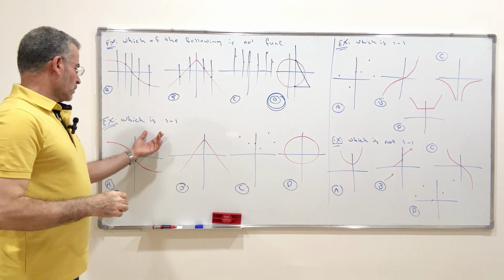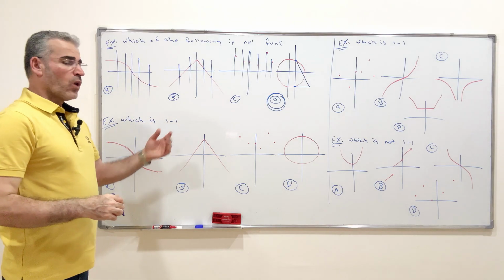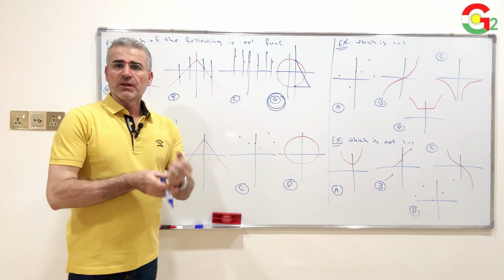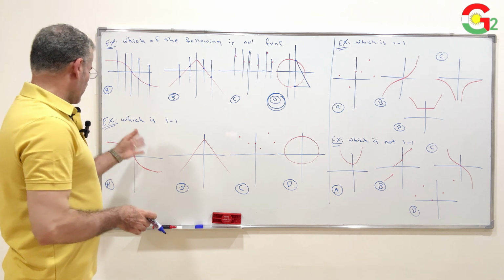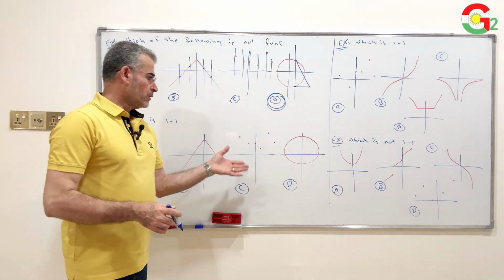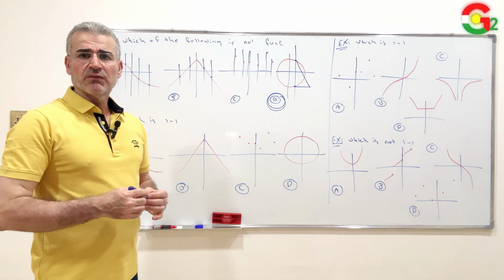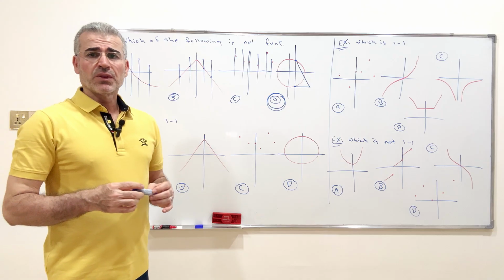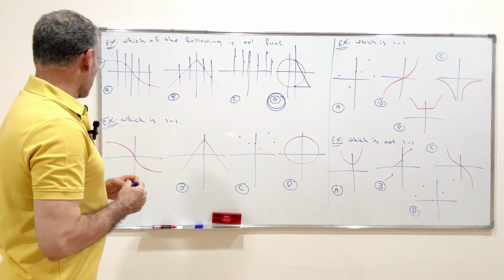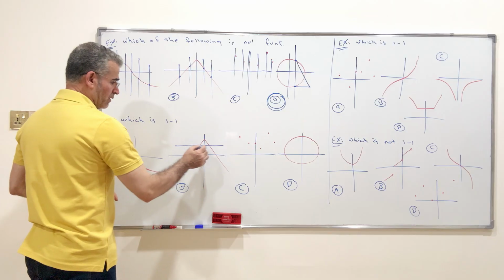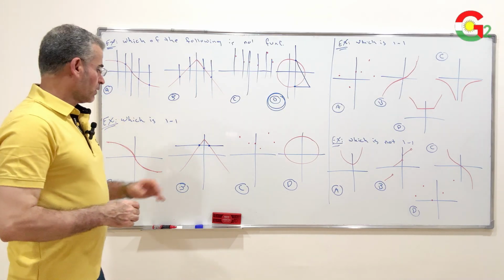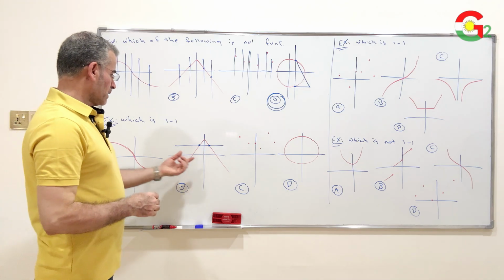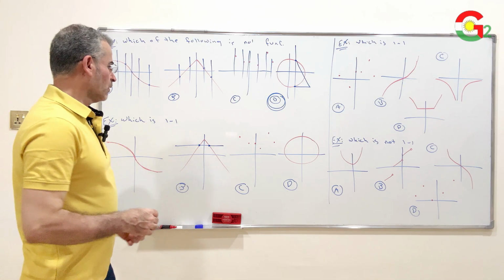Which of the following graphs represents a one-to-one function? One-to-one function, we can know if the graph is a one-to-one function or not by drawing a horizontal line. If the horizontal line intersects with the graph in 1 point, then this graph is for a one-to-one function. If we see here, if we draw a horizontal line, the horizontal line intersects with the graph in 2 points, then this graph is a function, but it is not a one-to-one function.